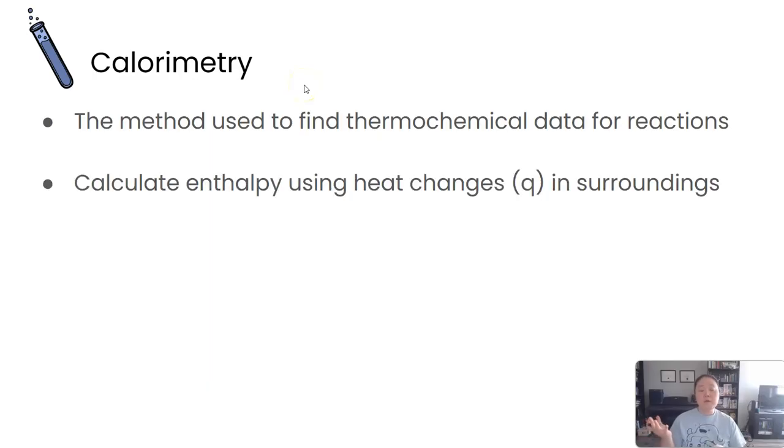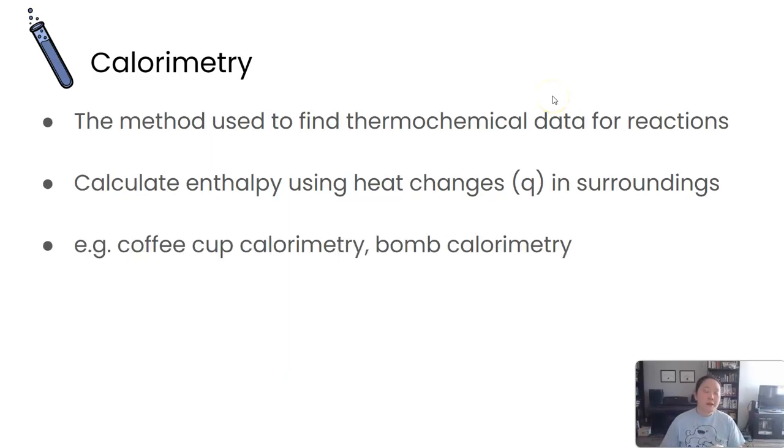The way that you use calorimetry is you set up a system and it will have its surroundings. You are going to have the enthalpy changes in the system affect the surroundings, and it's the surroundings that you measure these changes in. You find out where heat is coming and going, and you use that data to then make assumptions about your reactions.